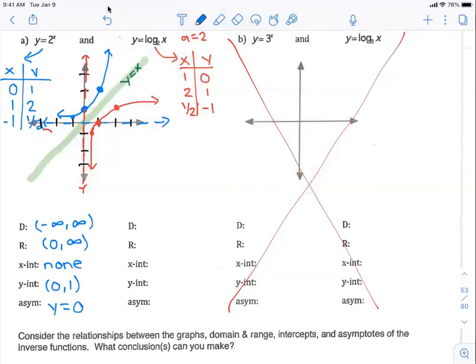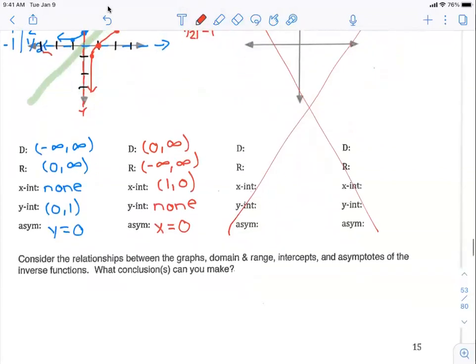Now, if we take a look at the log function, the red one, the domain is left to right, so it's 0 to infinity. Range is lowest to highest. That one is negative infinity to infinity. X-intercept, it does cross the x-axis right there at 1, 0. It does not cross the y-axis, so this is none. And the asymptote is vertical, VUX, so it's x equals 0.